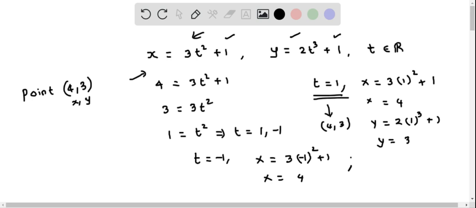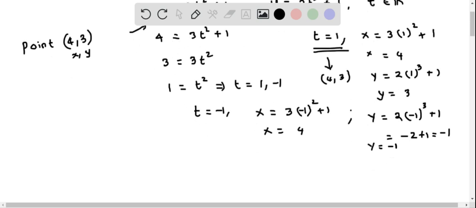Now replace t by negative 1 in the equation for y. And so we get y equals 2 times negative 1 cubed plus 1. And this equals negative 1 cubed is negative 1, 2 times negative 1 is negative 2 plus 1. And this gives negative 1. So y equals negative 1 when t equals negative 1. And therefore the point is (4, negative 1) when t equals negative 1.